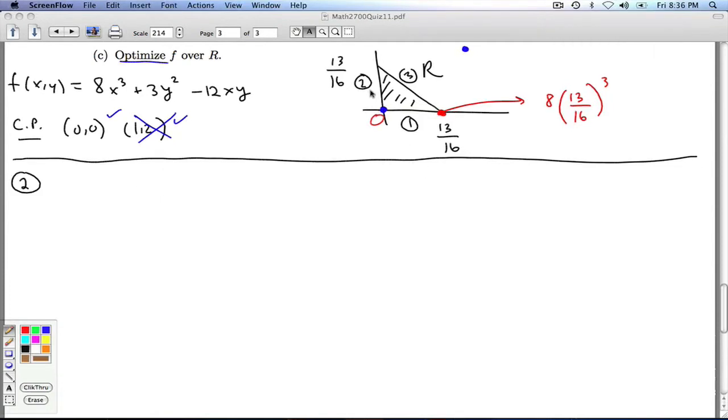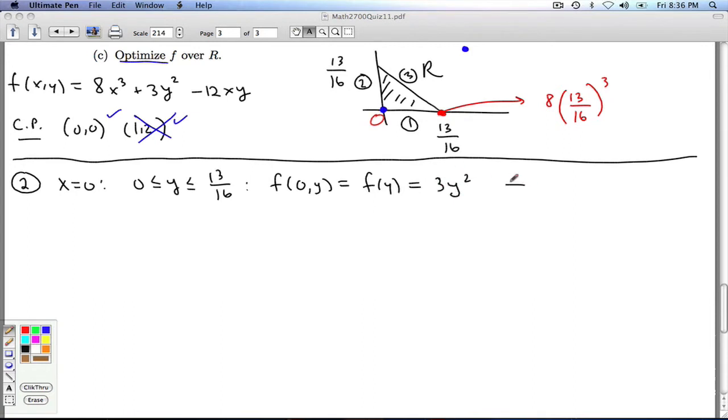All right, we move along now to boundary 2. Boundary 2 is a portion of the y-axis. So that's the equation x equals 0. And it's for the y values between 0 and the y-intercept there, 13/16. So I look at what my function is doing on that. X is 0. I'm just going to get a function of y now. So f of 0, y, I get 3y squared. And now once again, it's not the entire parabola, 3y squared. It's the portion between 0 and 13/16.